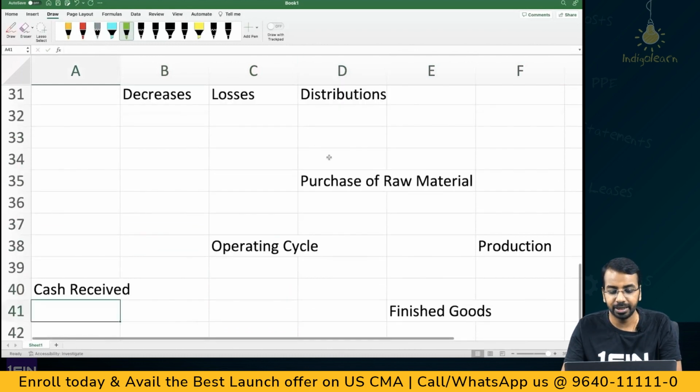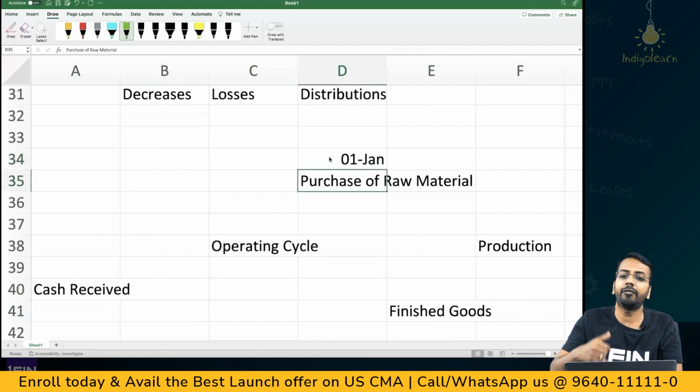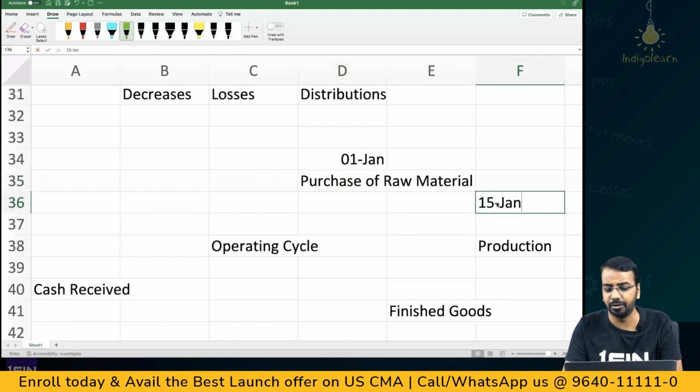So let us say you purchase the raw material on 1st of January. On 1st January itself, you will not give it for production. The raw material is brought to your warehouse or godown, and you store it for some time. Let us say on 15th of January, you give it to production.